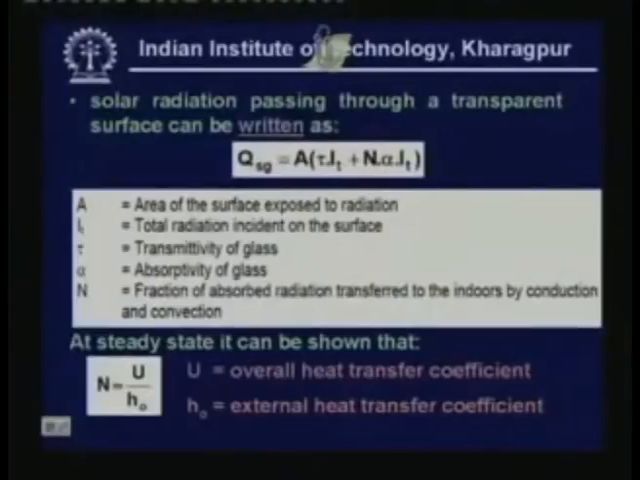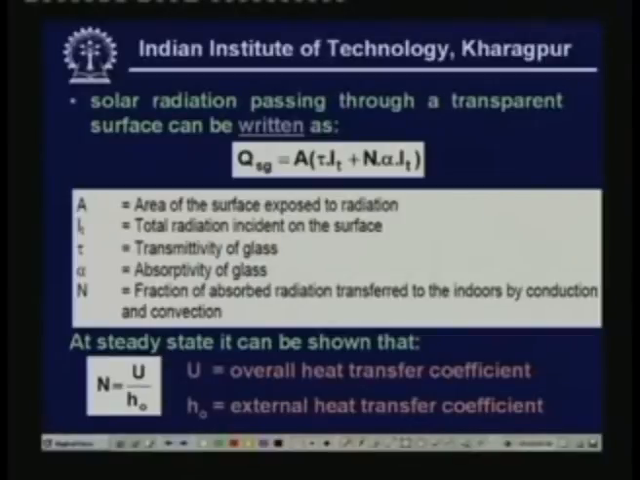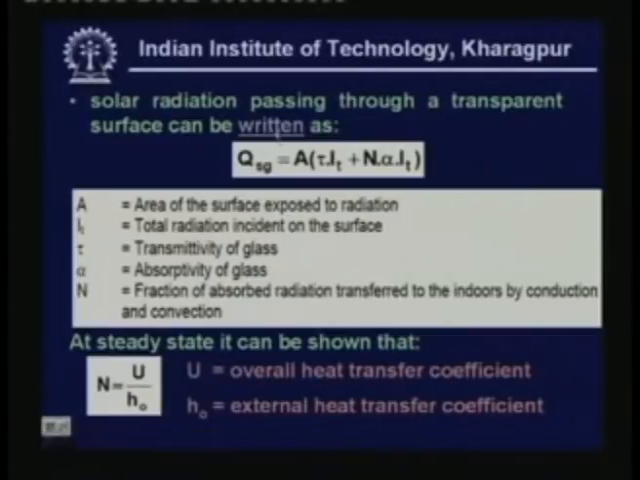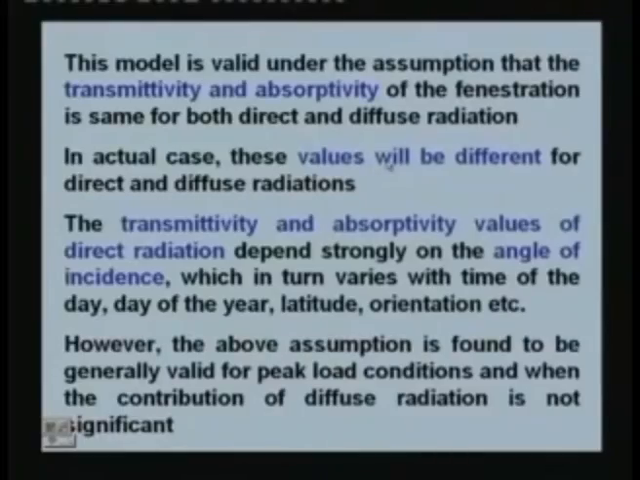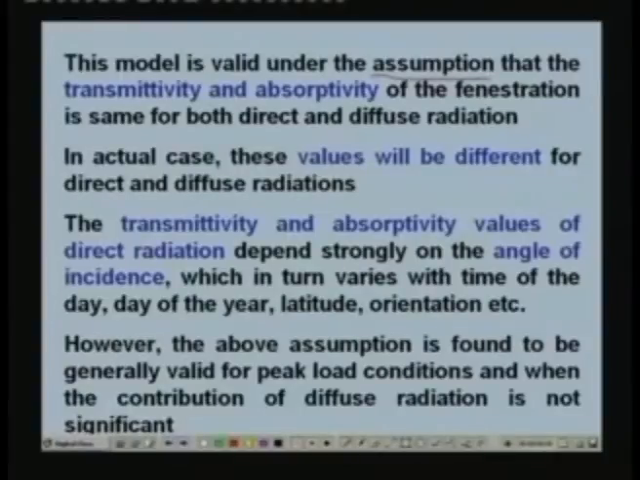Now, let us look at a simple model for calculating solar radiation passing through a transparent surface. This model is based on these assumptions. This is valid under the assumption that the transmittivity, that is the tau value, and the absorptivity, that is the alpha value, of the fenestration are the same for both direct as well as diffuse radiation. This is an important point to be remembered.